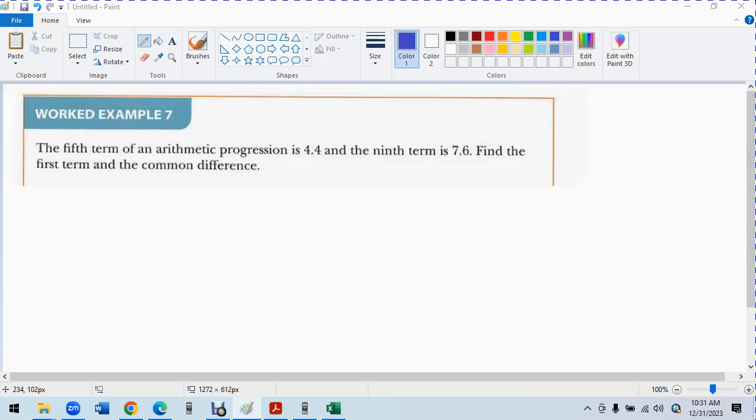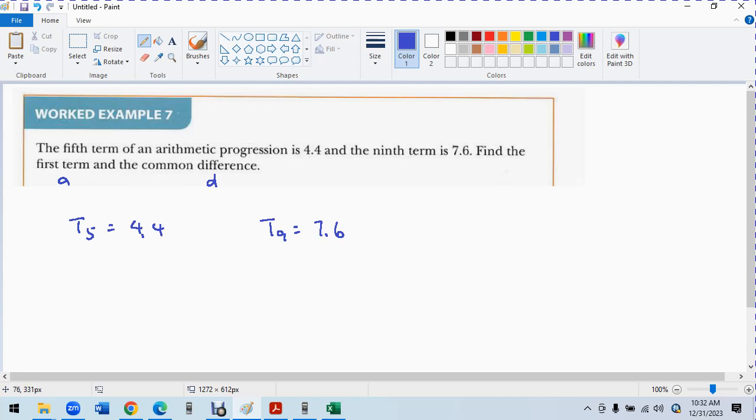The fifth term of an AP is this, and the ninth term is this. Find the first term and the common difference. So they want us to find A and D. The fifth term is 4.4, and the ninth term is 7.6.